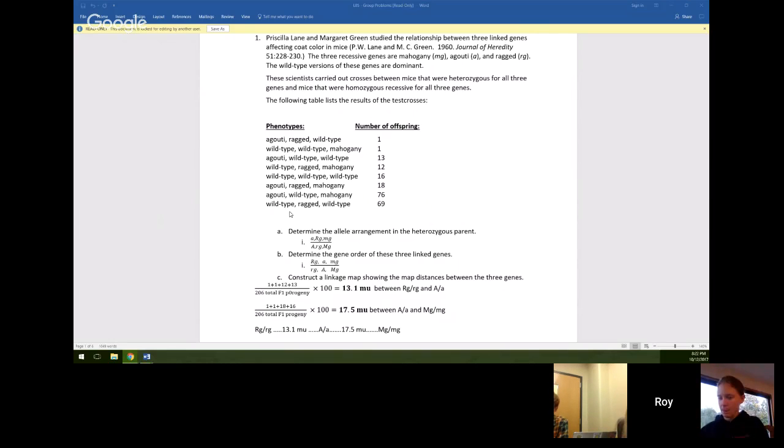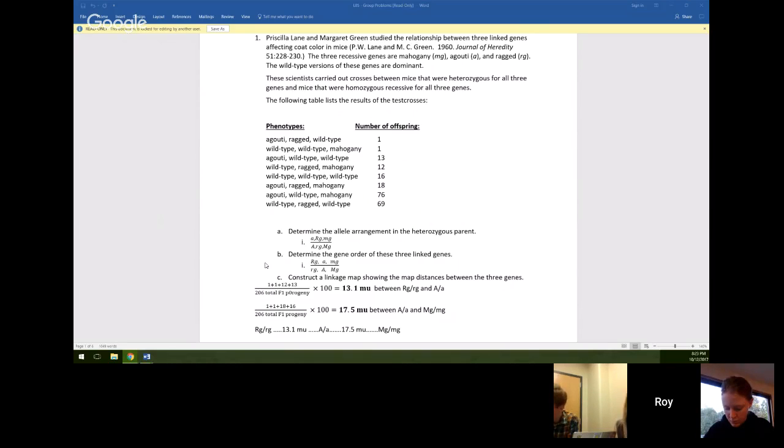To do that, you had the allele arrangement of the heterozygous parent, and then you made sure that each gene was in the middle, and then you switch them. What's that called? Double crossover. And then you look at the 2 lowest ones, and the one that matches the 2 lowest ones is the correct order. So that would be MG A RG plus over MG plus A plus and RG.